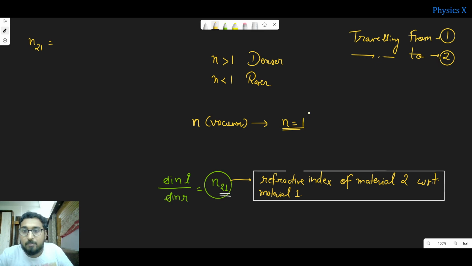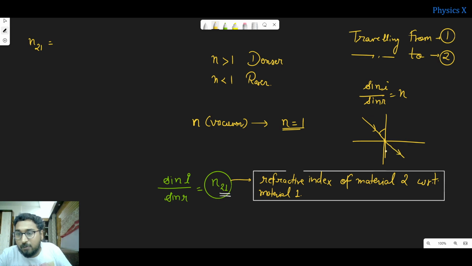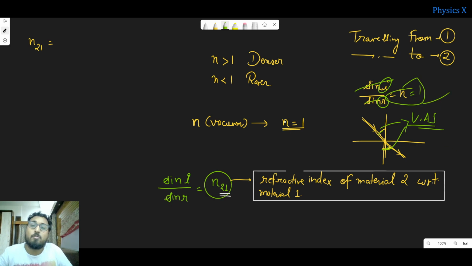n is equal to 1, because we told you that sin i upon sin r is equal to n. If there is no refraction, what will happen? This is your normal, say this is your incident ray, and it goes straight. If it is a straight line, then these angles will be vertically opposite angles, and vertically opposite angles are equal. So sin i will be equal to sin r. These two will cancel and you will get 1. This is possible only in the case of vacuum, in which the value of n is 1.